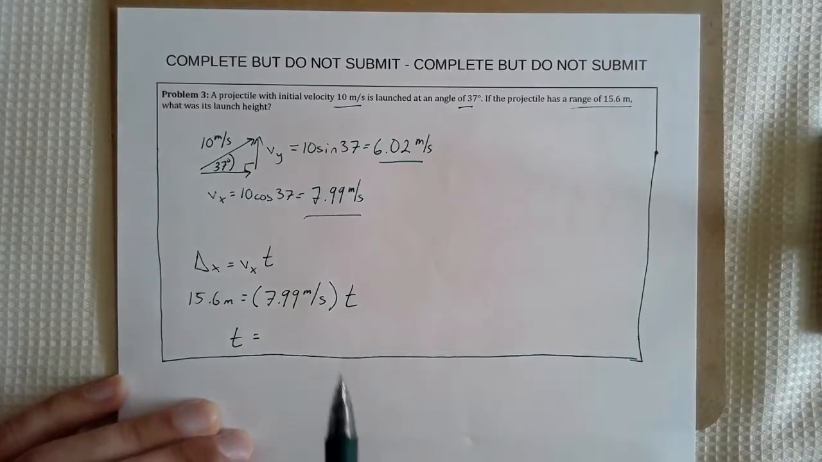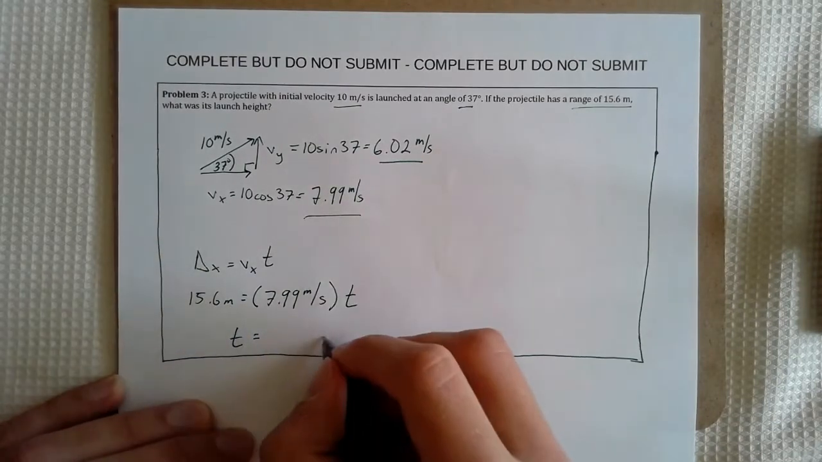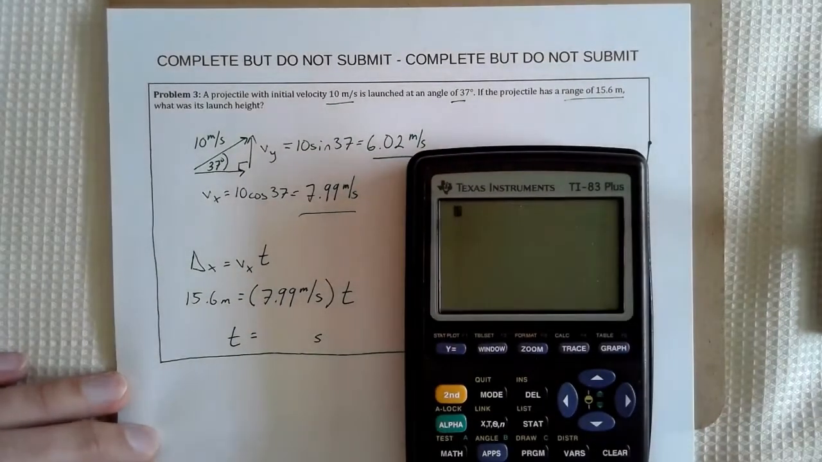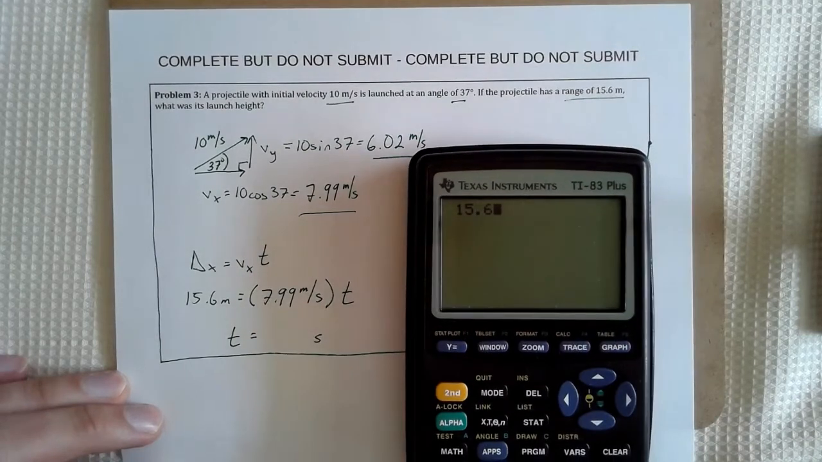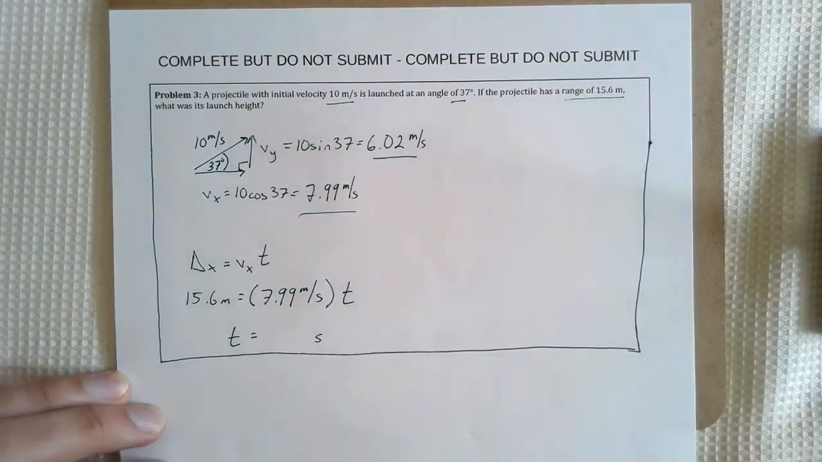Notice if you take a peek at the units, if we take units of meters divided by meters per second, that gives us a time in seconds, which is neat because that's what we're going for. We like when our times are in seconds. 15.6 divided by 7.99, 1.95 seconds is the time.